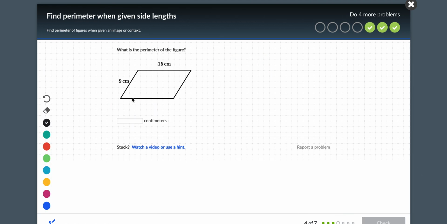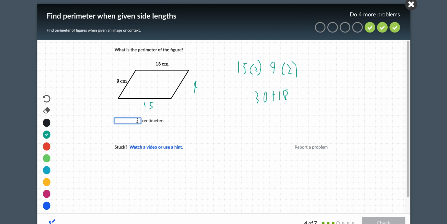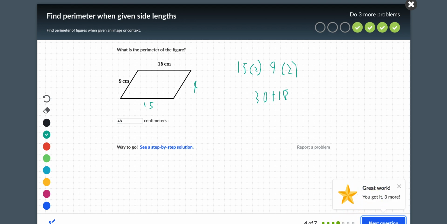What is the perimeter of the figure? Alright, so in shapes like these, you can tell if this side's 15, then so will this. And if this side's 9, then so will this. So we do 15 times 2 for the 2 of them, and then 9 times 2 for the 2 of them. So then we get 30 plus 18, so that is 48 centimeters.